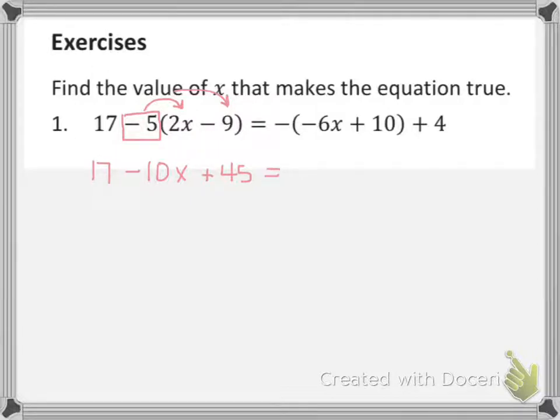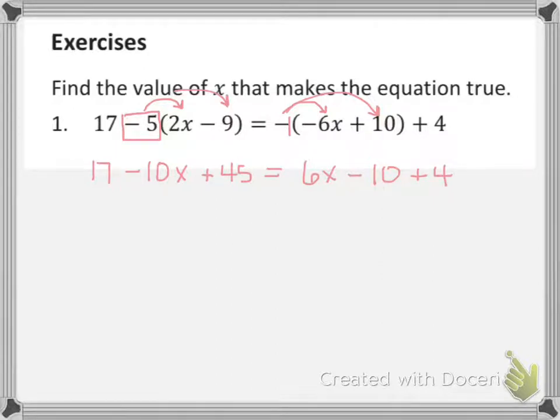Let's go over to the right side, and this negative outside of the parentheses still needs to be distributed. We can think of this as a negative 1. So this is negative 1 times negative 6. That's a positive 6x. And then a negative 1 times 10. That's a negative 10. And then we have a constant of a positive 4.